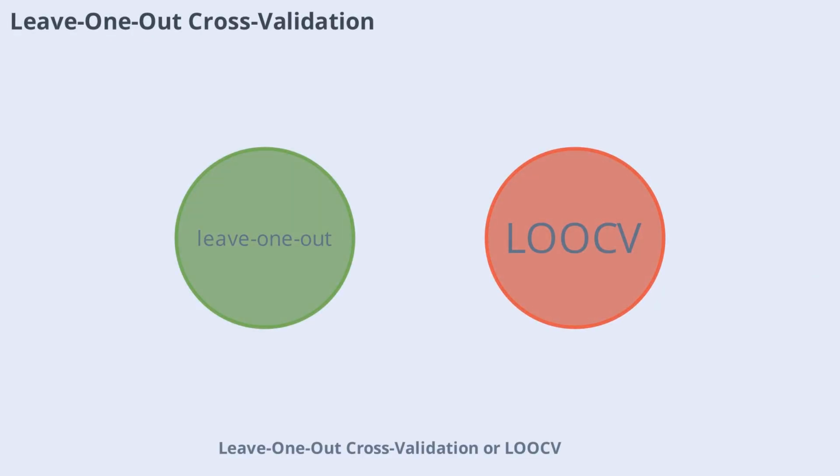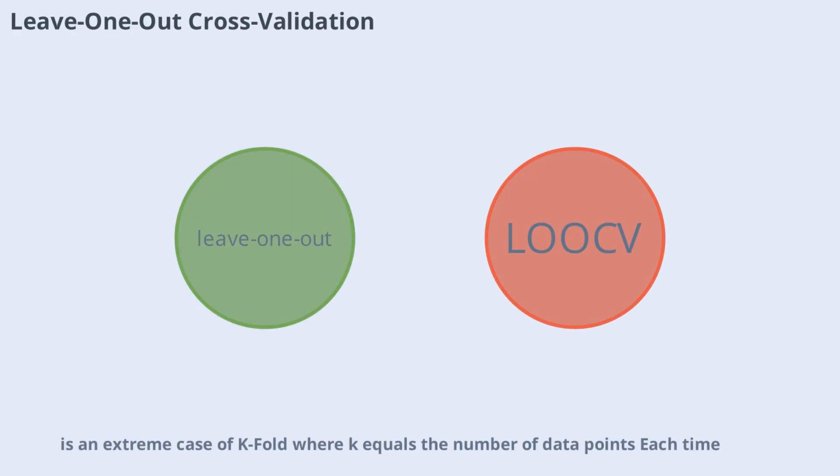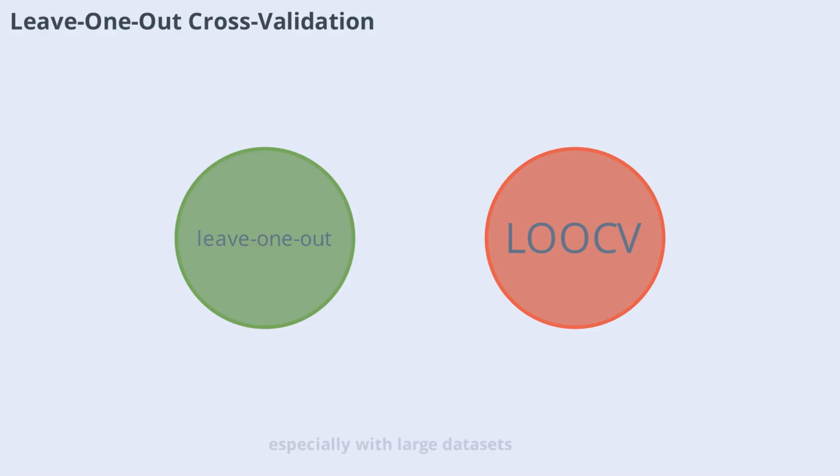Leave-one-out cross-validation, or LOOCV, is an extreme case of k-fold where k equals the number of data points. Each time the model is trained on all data except one point, which is used for testing. This process repeats for every data point. LOOCV provides an almost unbiased estimate of model performance, but can be very computationally expensive, especially with large datasets. It's best suited for small datasets where every data point is valuable.